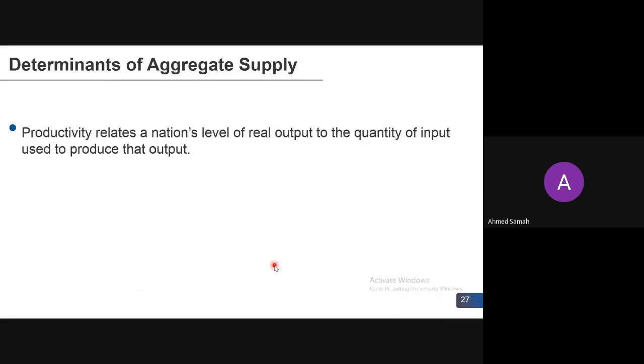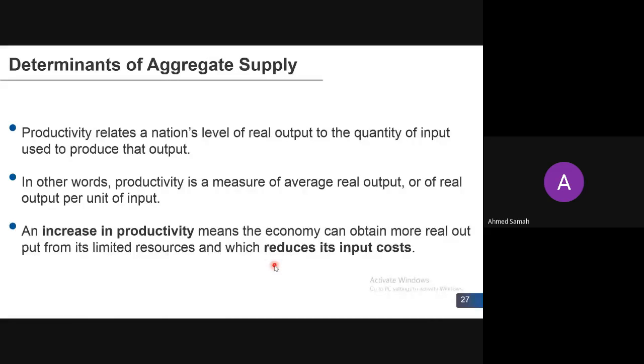Then the other one is changes in productivity. Productivity relates a nation's level of real output to the quantity of input used to produce that output. In other words, productivity is a measure of average real output, or of real output per unit of input. In other words, it's the total factor productivity.